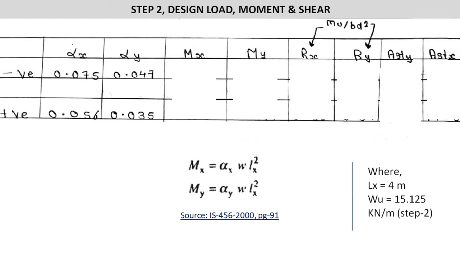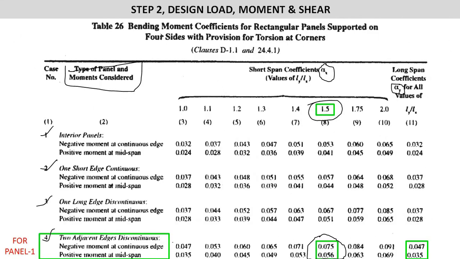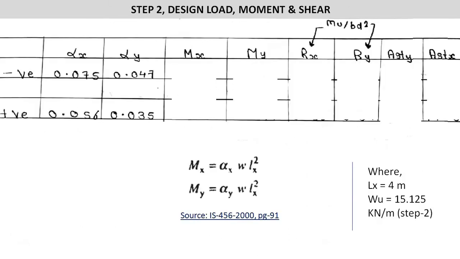As we have found the values of alpha x and alpha y, we have to write these values in that table as per positive and negative. The first is negative and the second is positive. Initially here it is negative and here it is positive. So we have written like this from IS 456 2000, page number 91.